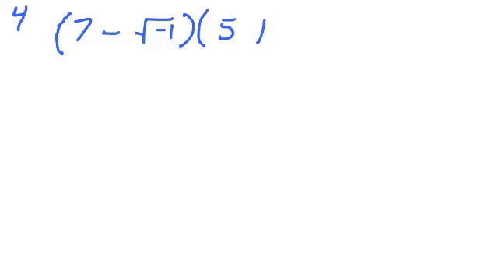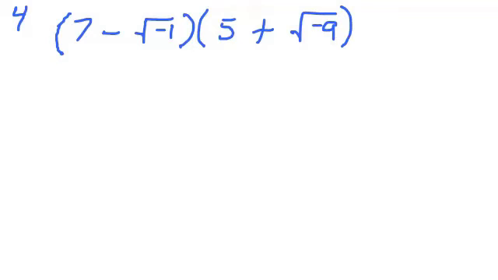Okay, what do we got? Actually, let's label this up here 4. So we have 7 minus, we're going to multiply this time, negative 1 times 5 plus the square root of negative 9. Okay, the square root of negative 9.